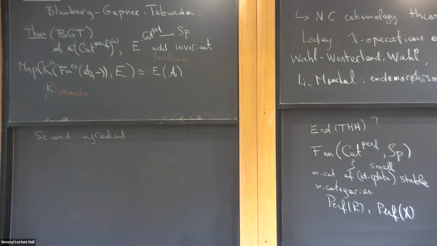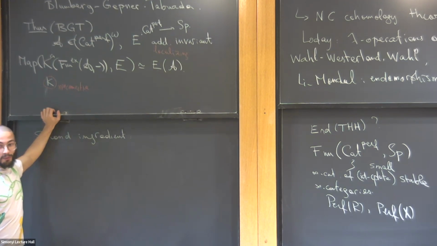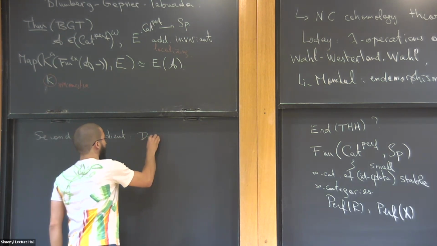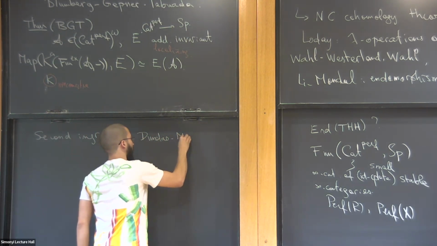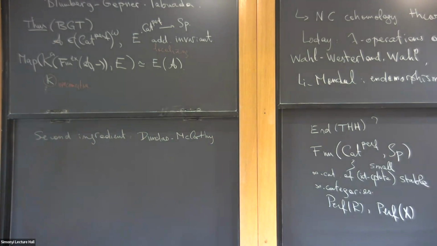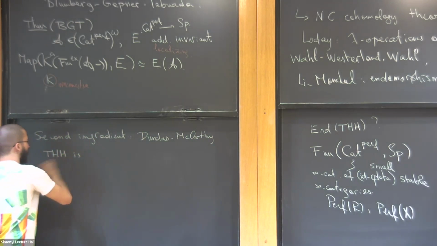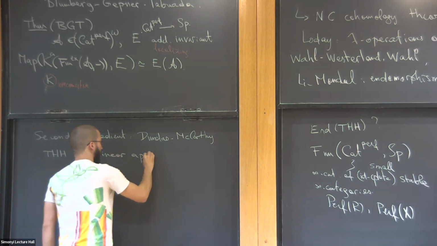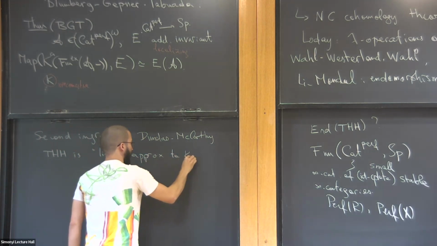But maybe you want a concrete presentation, because if you just have the abstract one, it won't really tell you anything. So the second ingredient is a theorem of Dundas-McCarthy. That's commonly stated as: THH is the linear approximation to K theory.